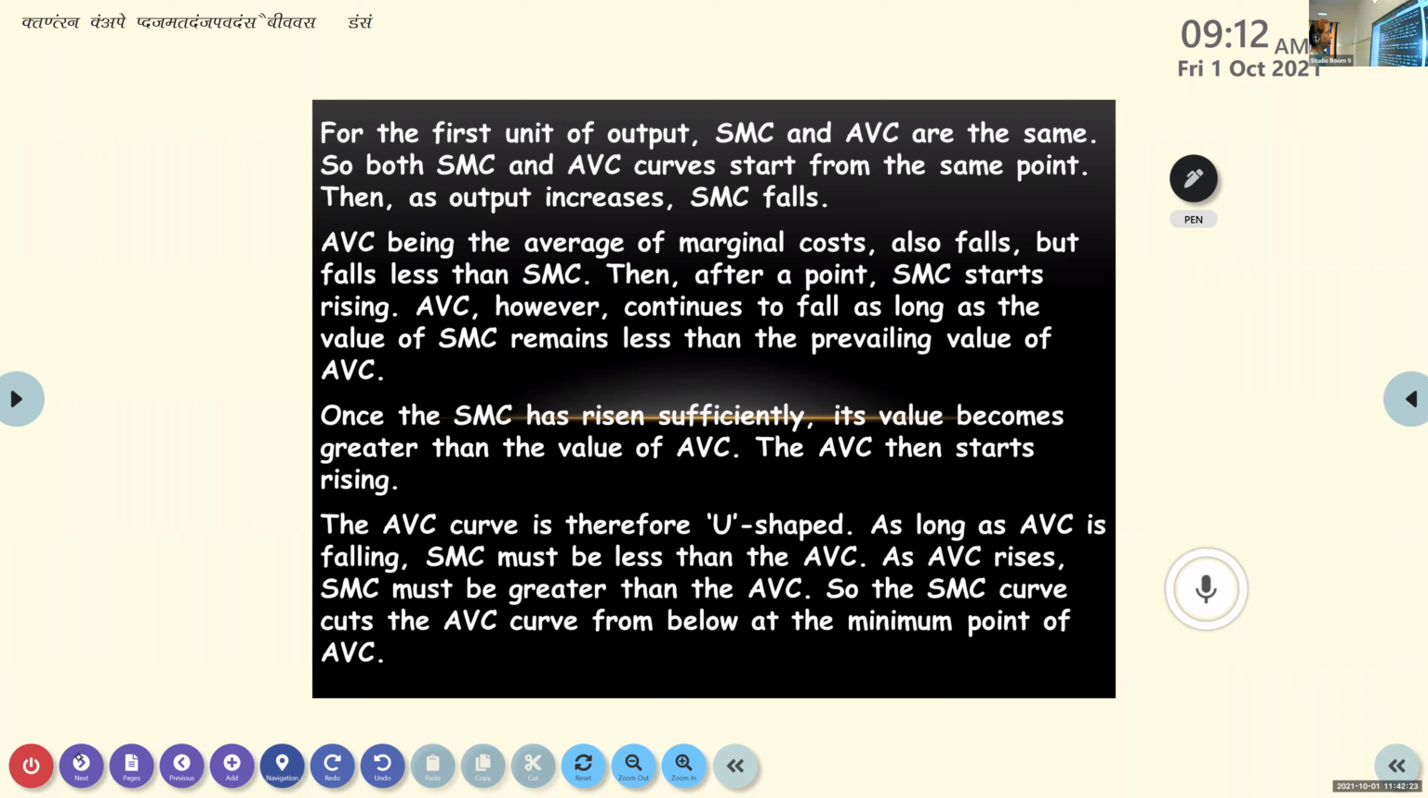Next, here for the first unit of output, I showed you one table before. In that table we showed marginal cost, AVC, TFC, TVC, everything. If you check that table, for the first unit of output, take care, SMC and AVC will be the same. What is this SMC now? What does that S denote?